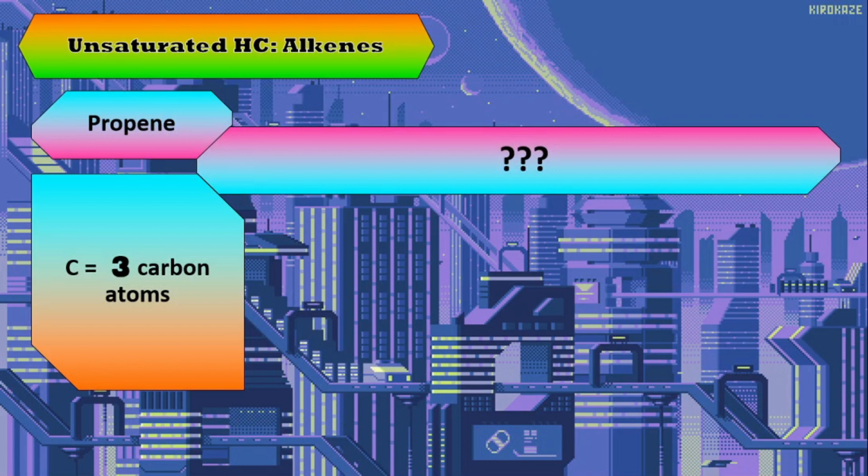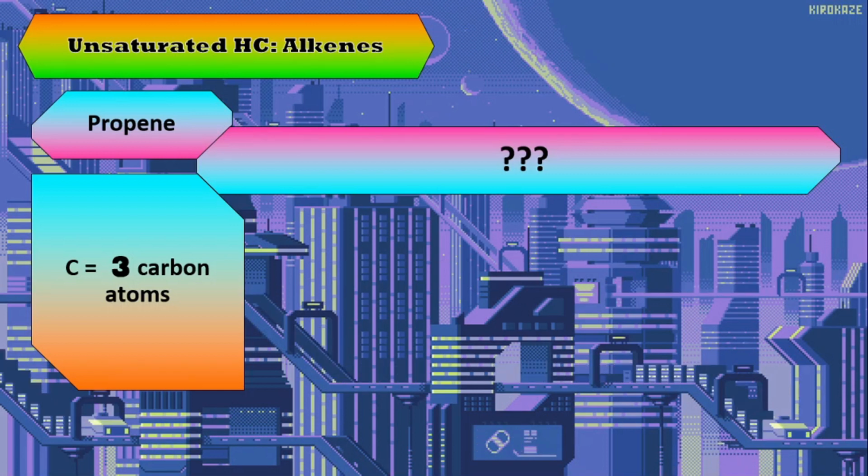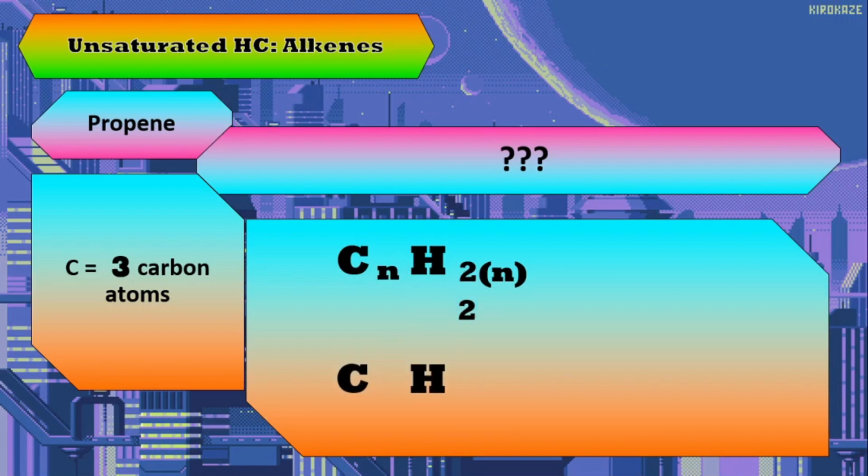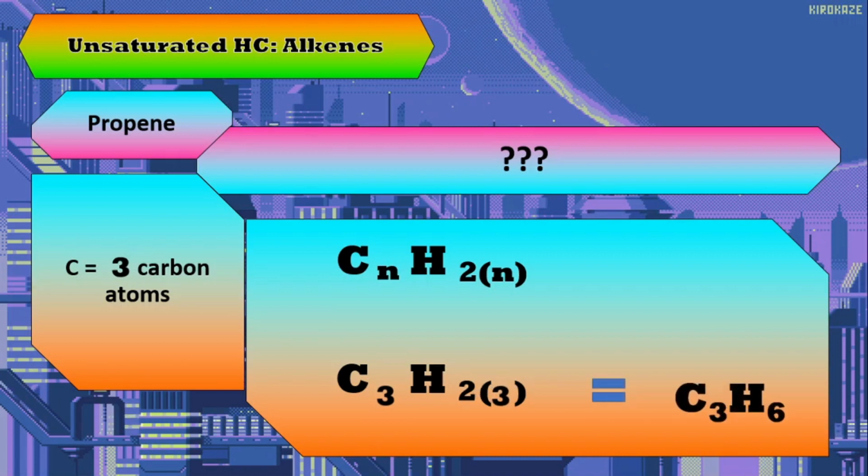For example, of unsaturated hydrocarbons, propene. Propene has 3 carbon atoms. The general formula for alkenes is CnH2n. So, substitute the number of n by 3. So, that would be C3H6.